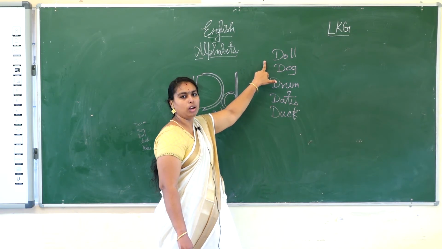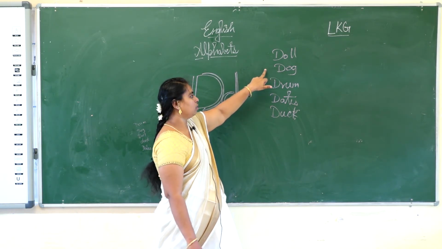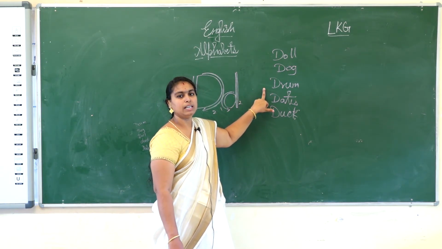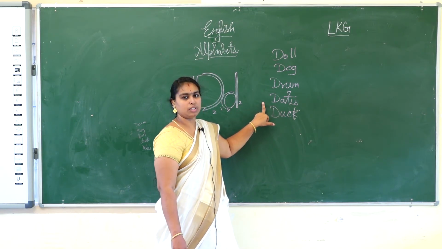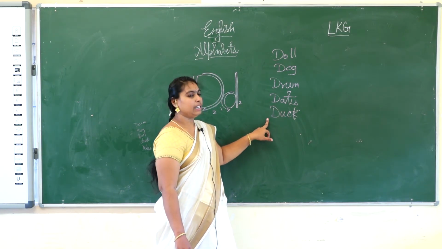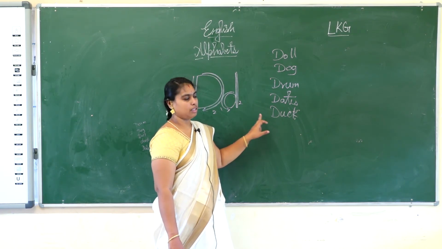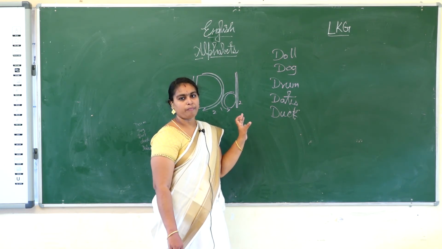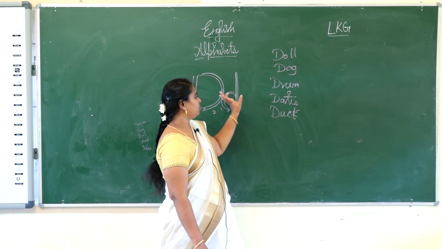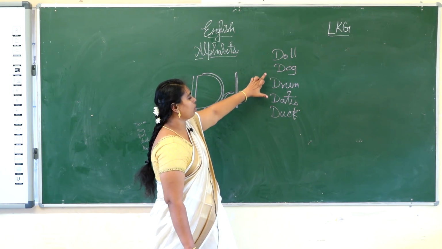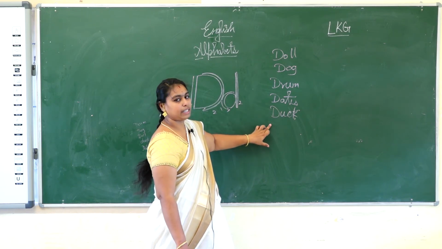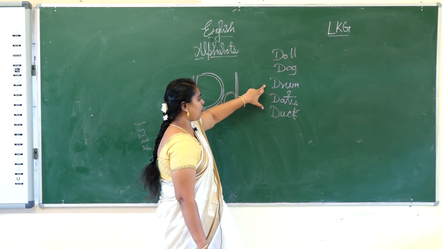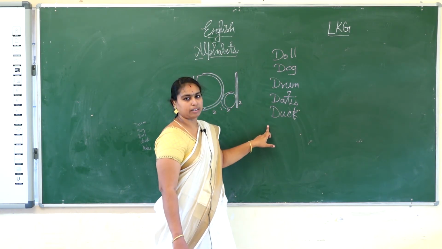Say again, doll, dog, drum. What is this? Drum. Dates. What is this? Dates. Duck. See the sounds of D. What is the sound of D? D. What is the sound of D? D. D is for doll, dog, drum, dates, duck. Say again, doll, dog, drum, dates, duck.